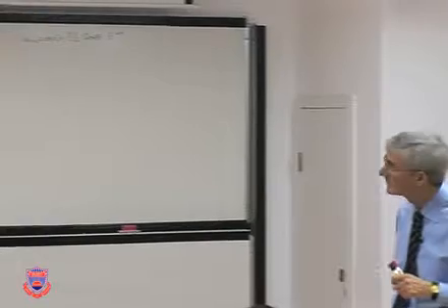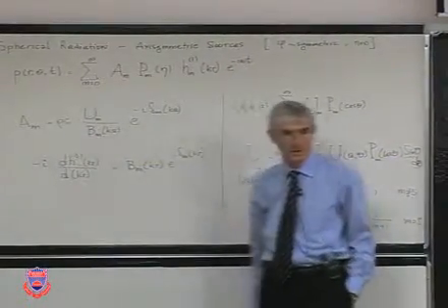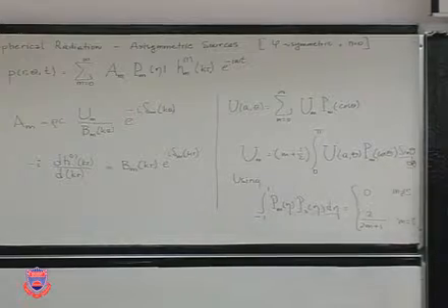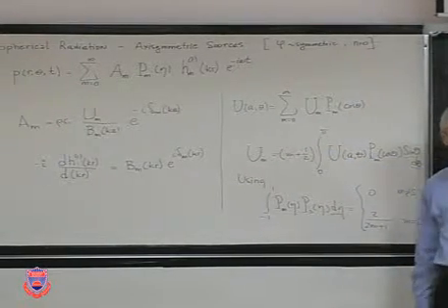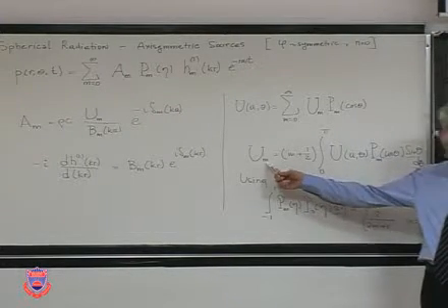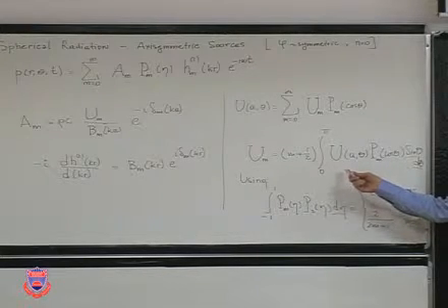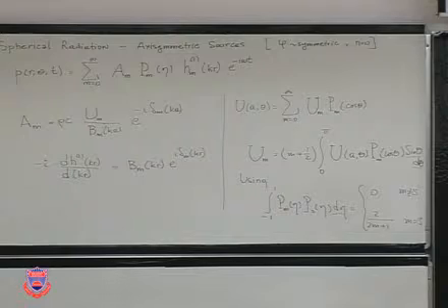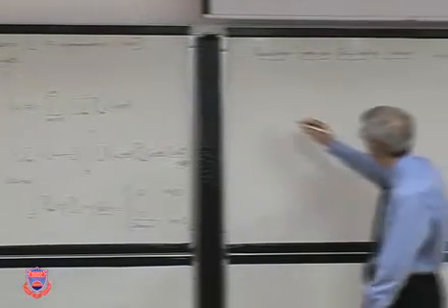We can find A_m. Okay, A_m. All right, to find A_m, what do you need? You need, speak up. You need U_m, okay? To get U_m, you take this integral, okay? Why do we take that integral? Because we need to find the coefficients.